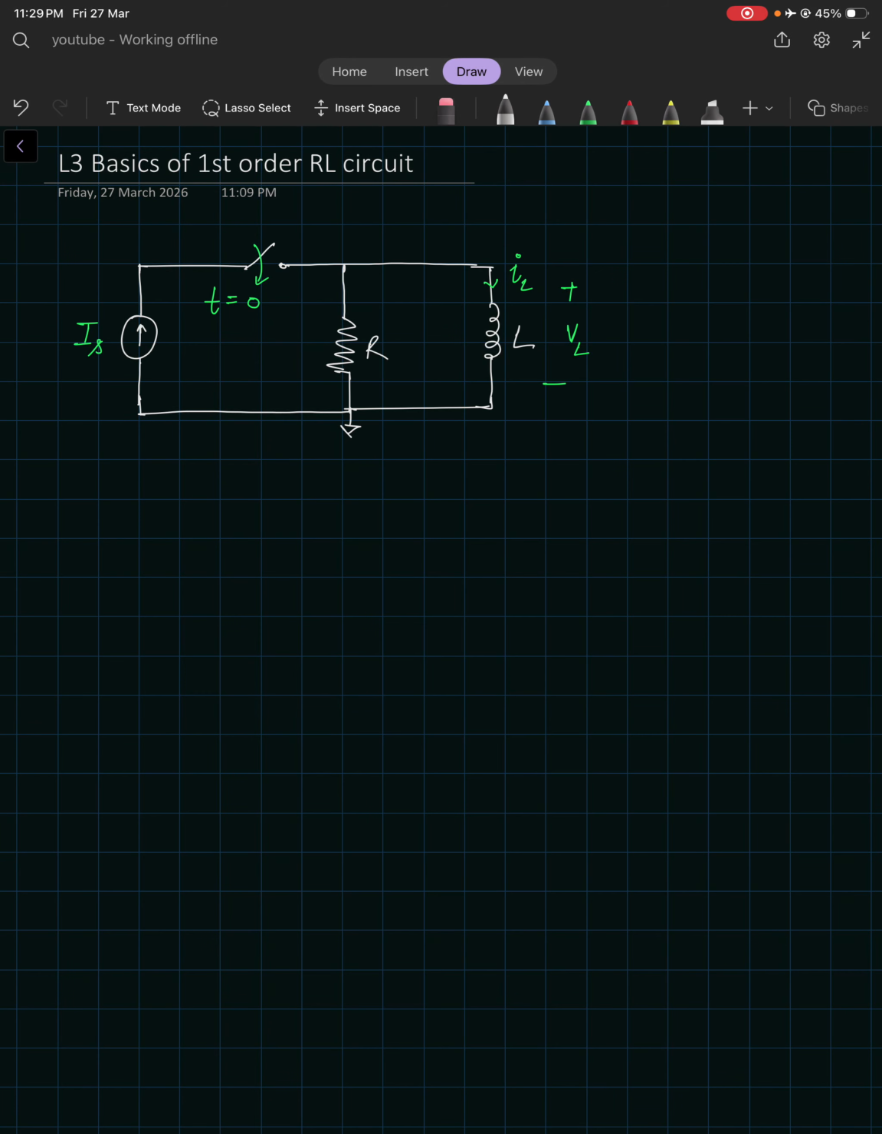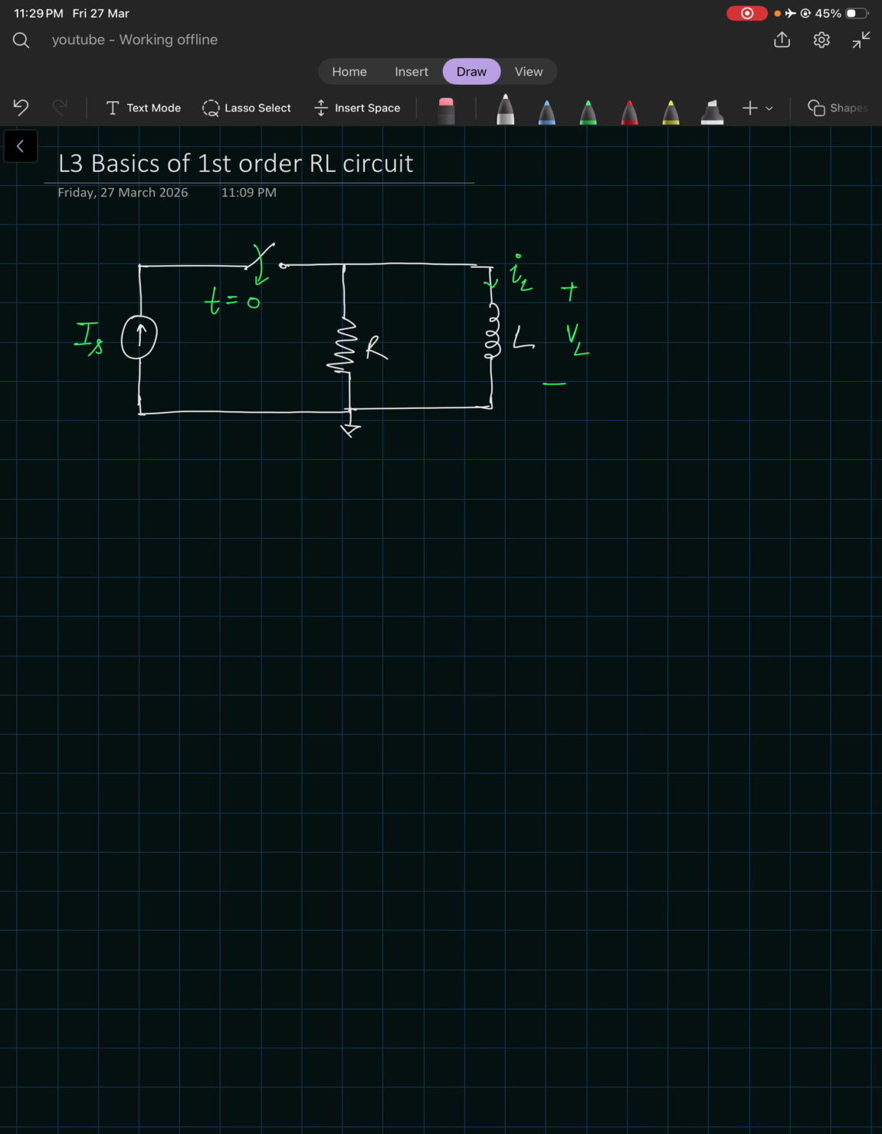So in this lecture we will understand the dynamics of a first order RL circuit. We will look at the nature of the response of voltage and current in RL circuits, right? So here I have drawn a simple first order RL circuit.